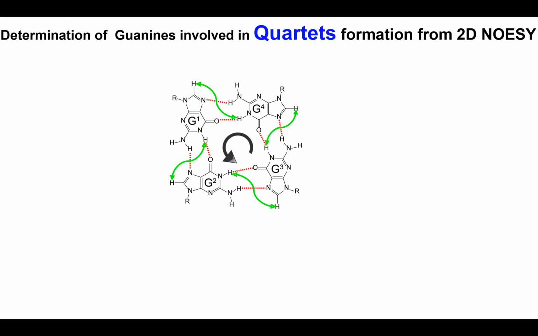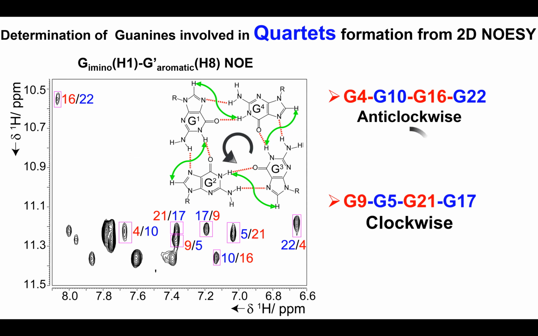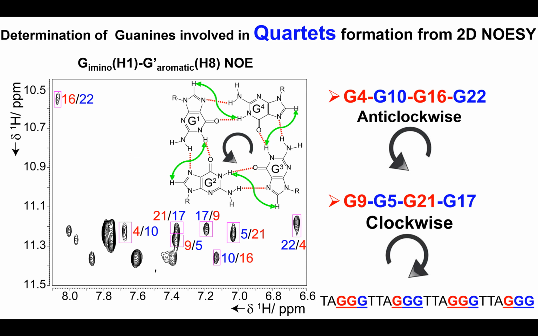Then we wanted to know how guanines are involved in the quartet formation, so which guanines are in a particular quartet. So we again take help of the NOESY spectra. We use the imino proton to aromatic NOE, because in one quartet there is an NOE pattern between the imino of one guanine and the H8 of the receiver hydrogen-bonding guanine. We assigned the spectra, and we found that in one of the quartets the hydrogen bonding is anti-clockwise, but in the other quartet, the hydrogen bonding is clockwise. And as I mentioned, for the third quartet, we did not observe all 4 peaks. We observed just 2 peaks.